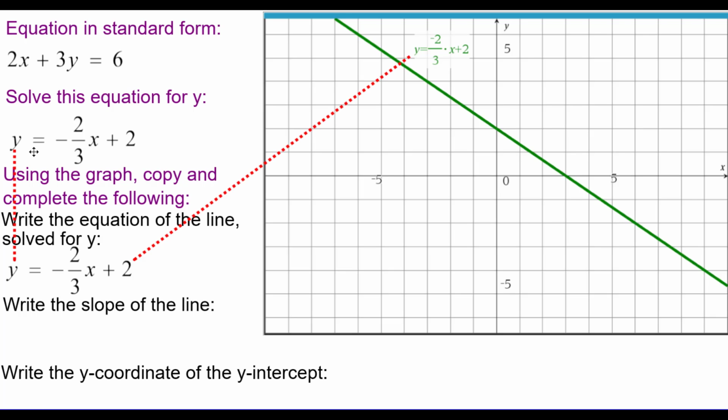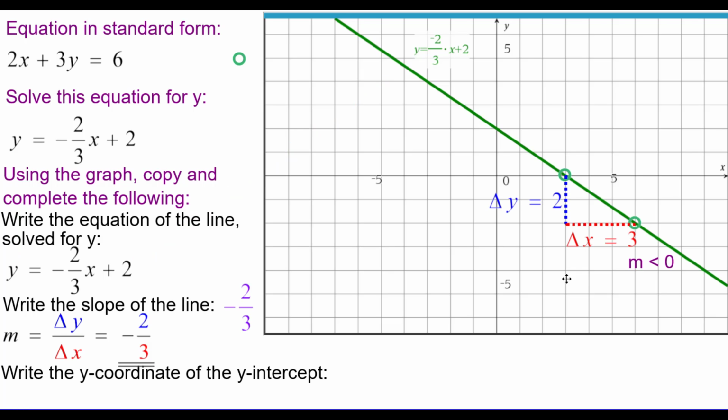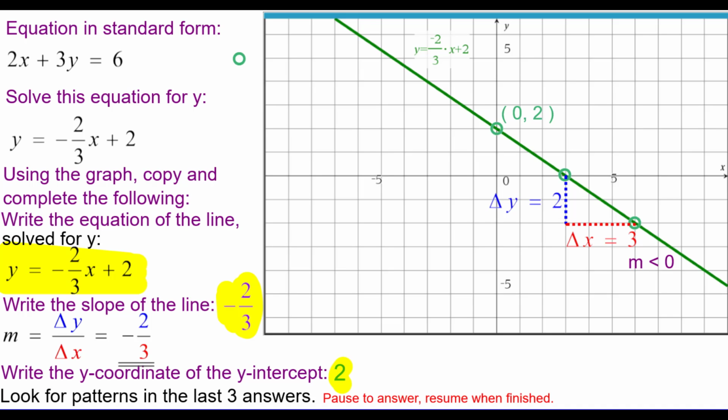So the equation solved for y, of course, is right here. The slope of the line, you'll notice the line is slanting downhill, so it has a negative slope. I picked these 2 points. Change in y is 2, change in x is 3, so the slope is -2/3. Sloping downhill. And the y-intercept here occurs at (0, 2), and 2 is the y-coordinate of the y-intercept. So what I'd like you to do is look for patterns in those last 3 answers, and I'll highlight them for you. Pause to answer that, resume when you're finished.